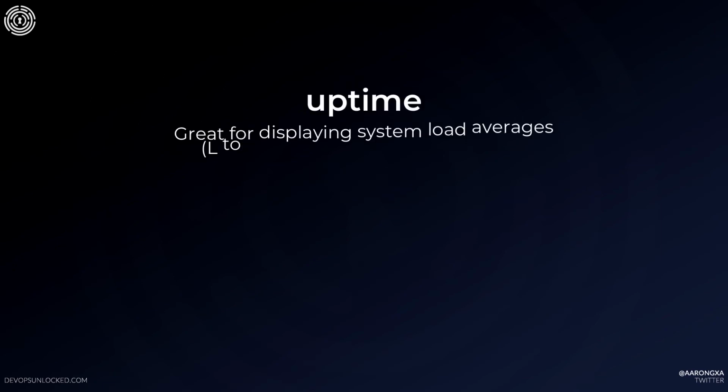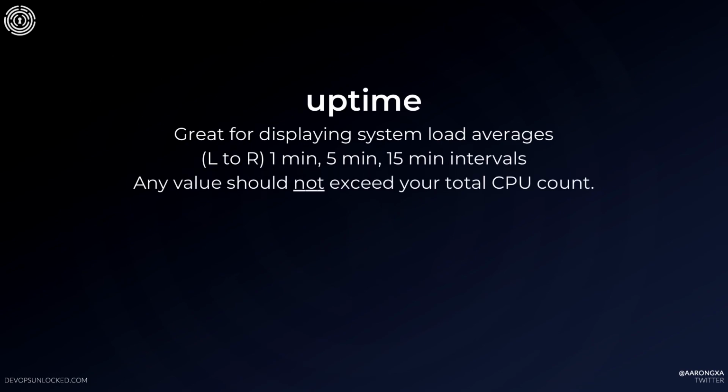Okay, let's recap everything we just learned. So for the uptime command, it's a great tool for displaying system load averages. From left to right, your values will be in 1, 5, and 15-minute intervals. And then any value here should not exceed your total CPU count. If you have 1 CPU, your values should remain under 1.